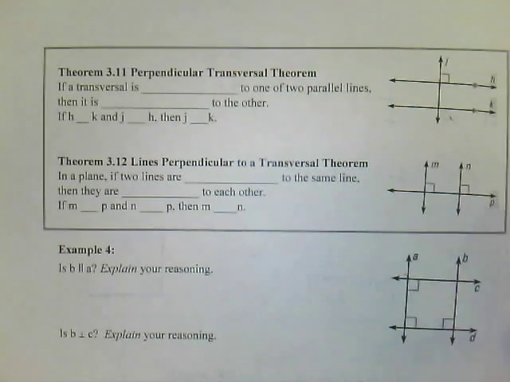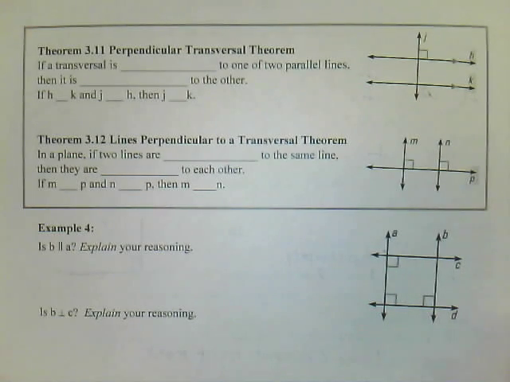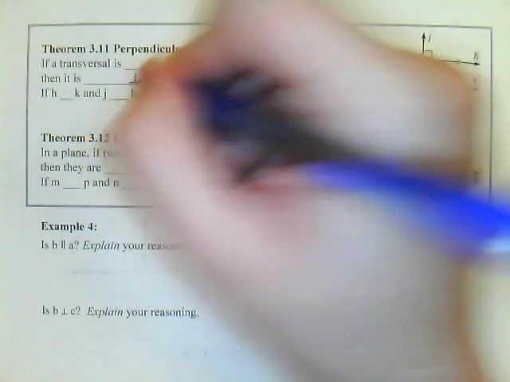Theorem 3.11, perpendicular transversal theorem. So again, if you don't remember what a transversal is, it's a line that cuts through at least two other lines. And so what this theorem says is that if a transversal is perpendicular to one of two parallel lines, then it is perpendicular to the other one.